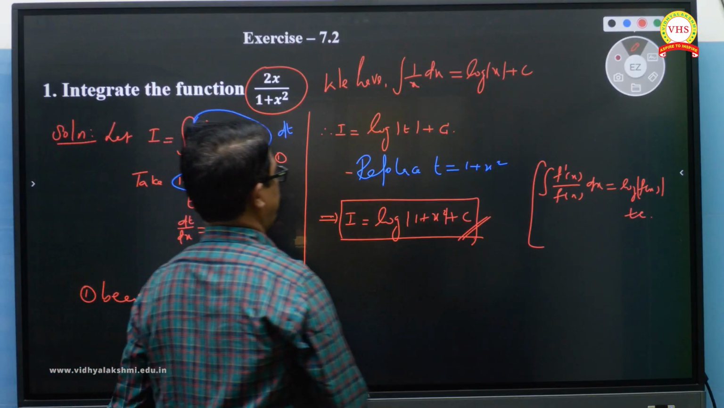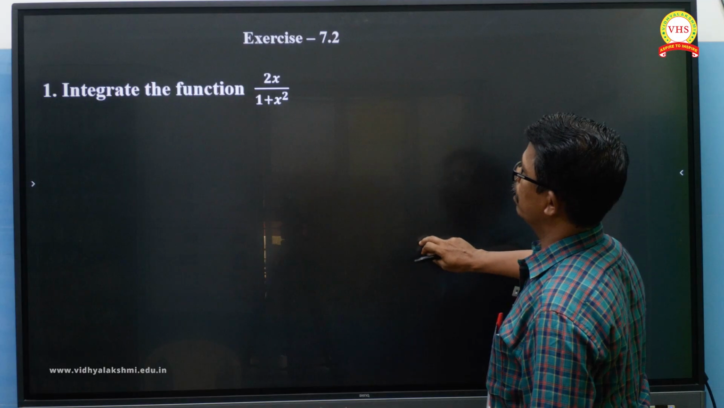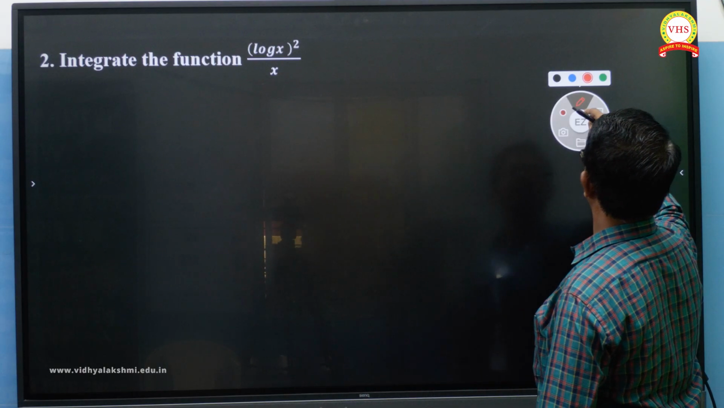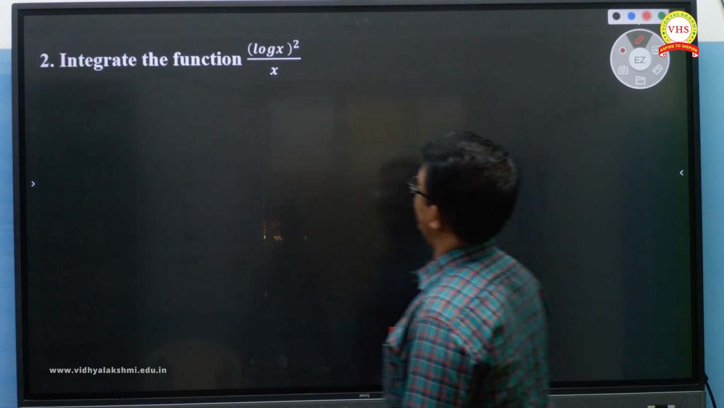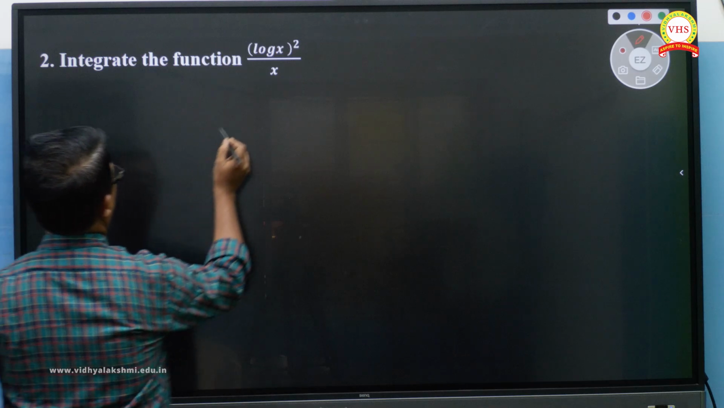And then question number 2. What is question number 2? Yes, we will move on. Integrate the function log of x whole square by x. Yes, now look at this.